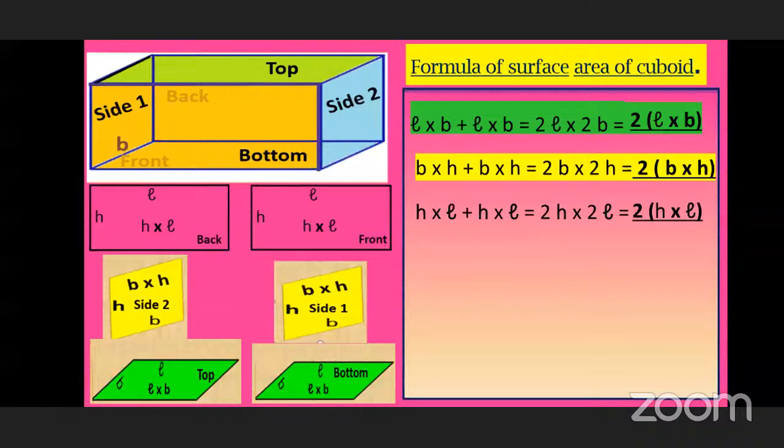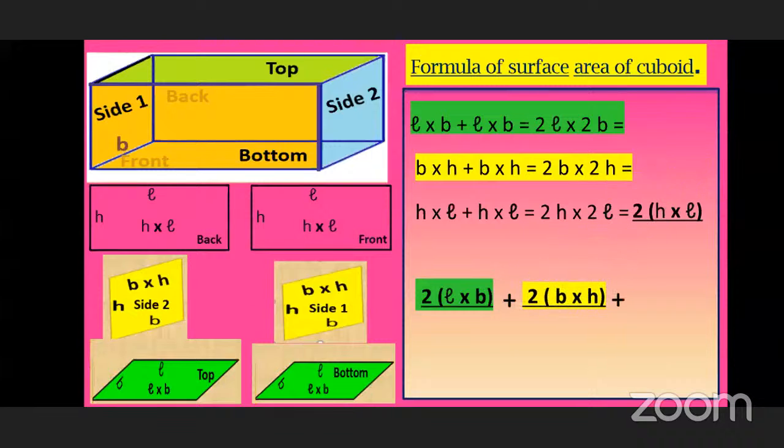Now see, as we have covered all these 6 faces, the total surface area of the cuboid is the sum of the areas of all these 6 faces. We got top and bottom, sides, and back and front. So we have to add all these 3 areas together to get the surface area of the cuboid. So now we are adding them together: 2 times length and breadth, 2 times breadth and height, and 2 times height and length. You can see in the 3 terms, what is common?